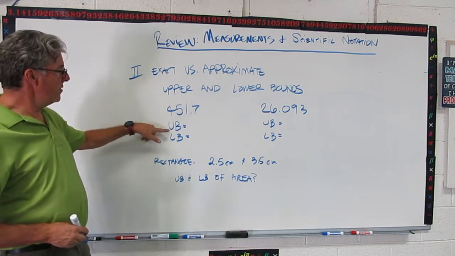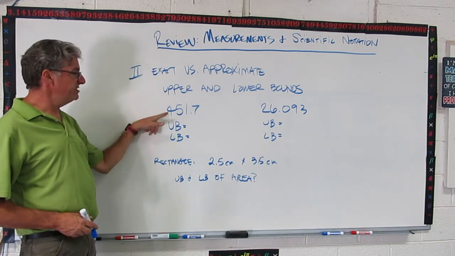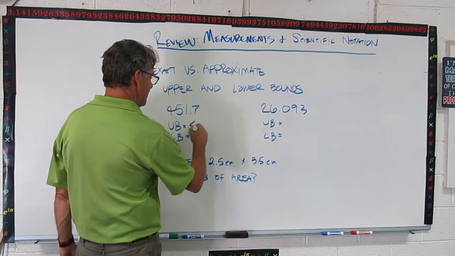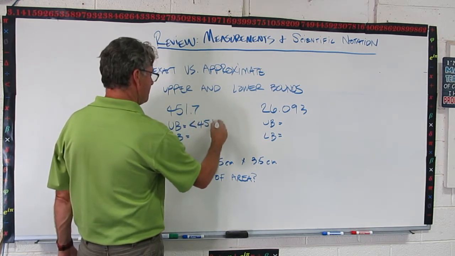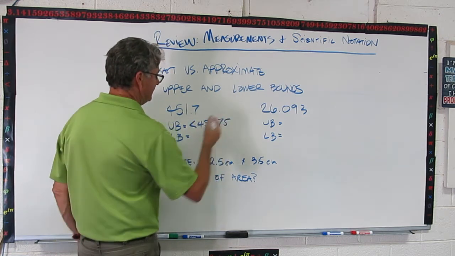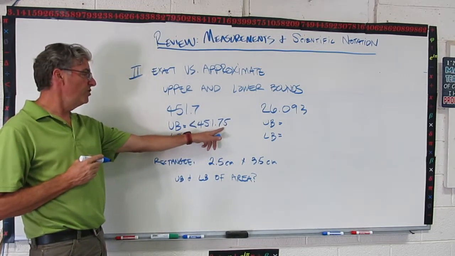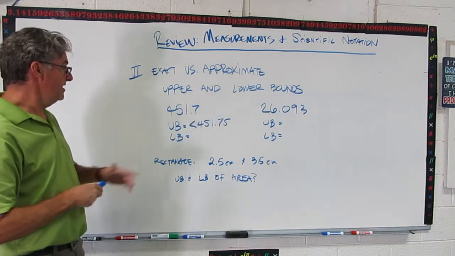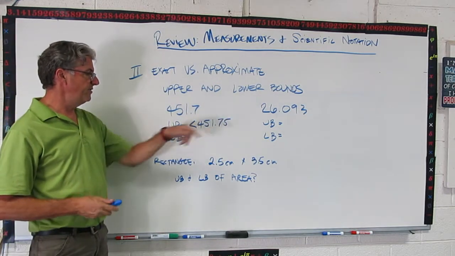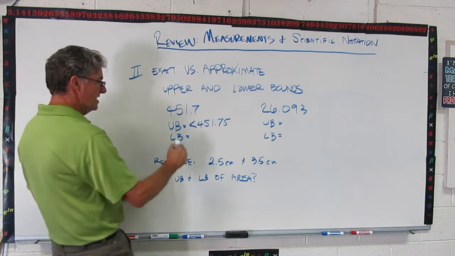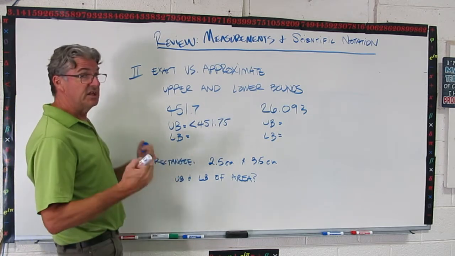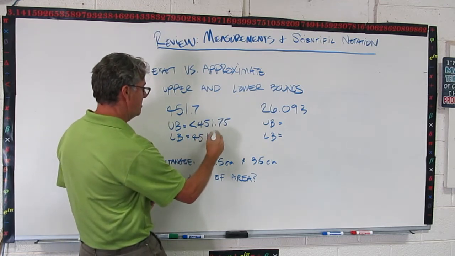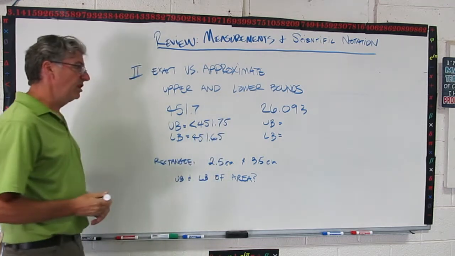All right, so the upper bound is the biggest number that still would round to this. And so this would be slightly less than 451.75. It can't be 75 because that would round up, but it can be 74.999999 forever. So we say the upper bound is less than 451.75. The lower bound is the lowest number that would still round to this, and that's 451.65. So that would be the lower bound.